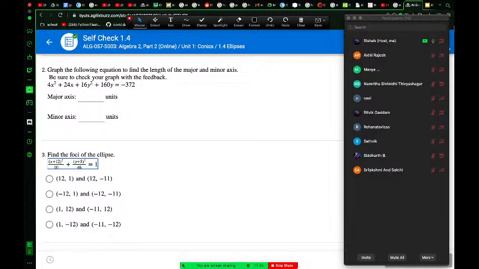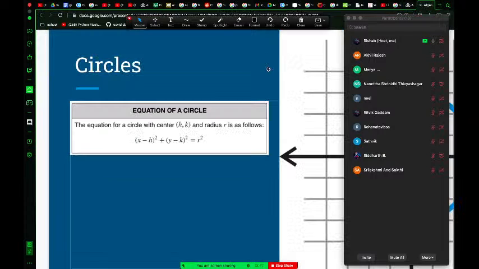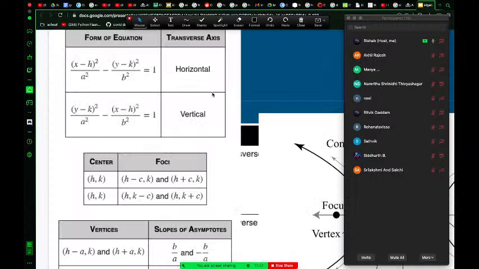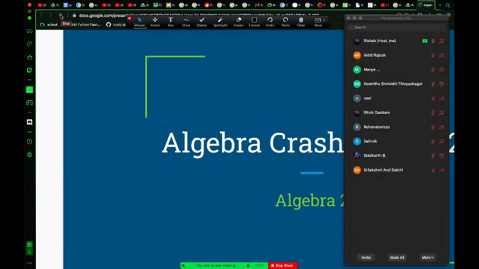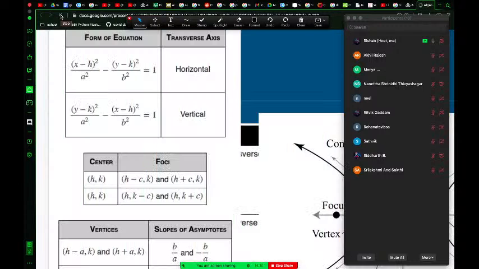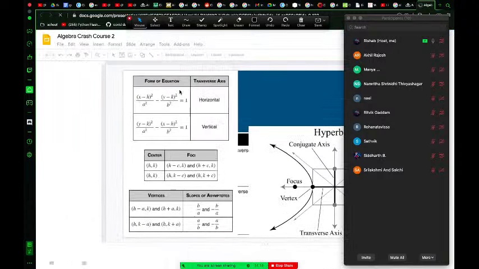So let's look at the Google Slides for ellipse. Come on, I'm trying to zoom out. It's not working, I don't think. I might have to reload the page. Okay, there we go.